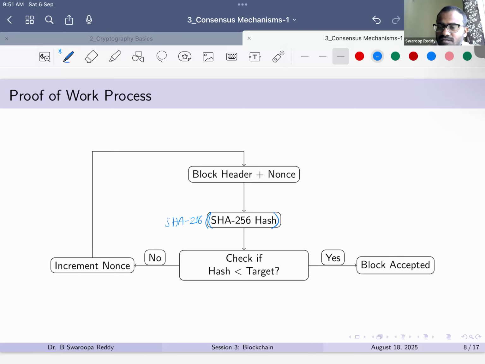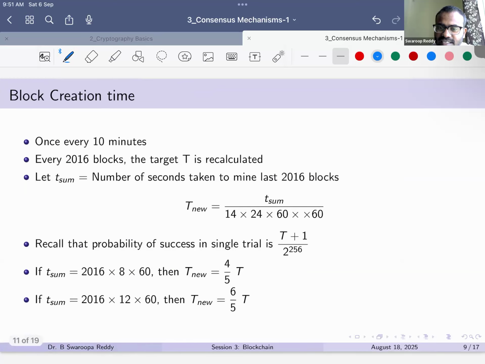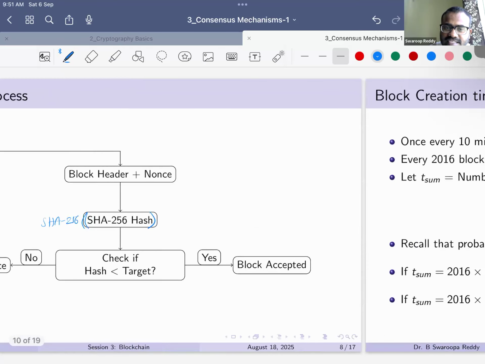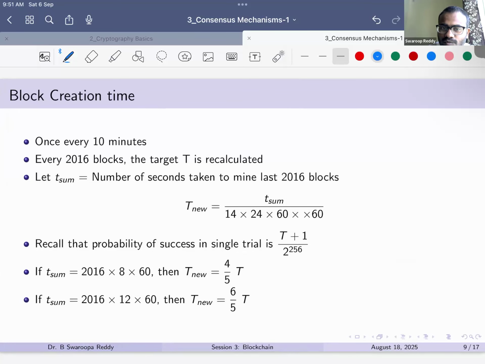Okay, so we will move on to the next thing. As I have already told, for every 2016 blocks, that is 2 weeks, in the Bitcoin blockchain, the block generation time will be 10 minutes. The target value is decided so that all the nodes in the network will create the block within 10 minutes. This will be hard coded in the beginning so that the t value will be adjusted to make the average value 10.